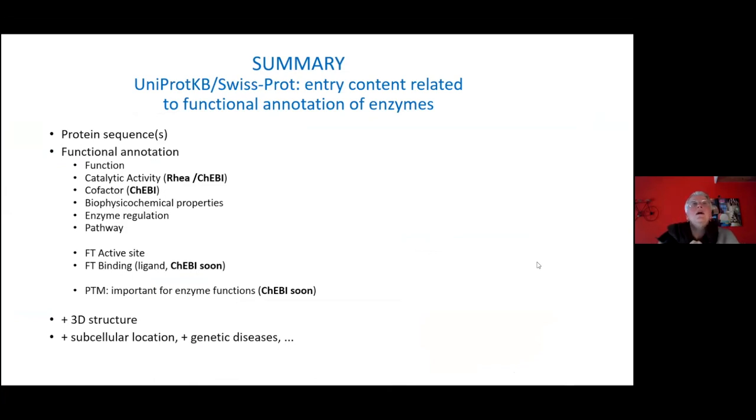So in summary, by linking UniProt Swiss-Prot with Rhea and KB, you have a wealth of information on enzymes, such as the function, the catalytic activity, and the cofactor, which are directly linked to KB and Rhea. And then all information such as the biophysicochemical property, the enzyme regulation, the pathway, the active site, the binding of the ligand. And this topic will be mapped to KB very soon, as well as the post-translational modification, which will be linked to KB soon. And all this information is linked then to the 3D structure of the protein, the subcellular location and genetic disease.